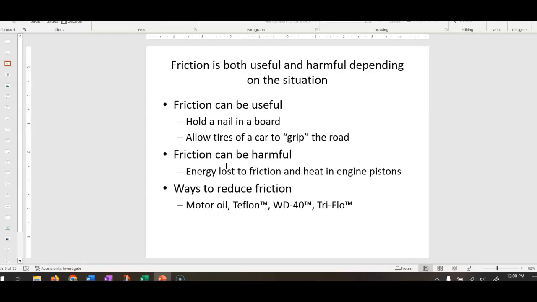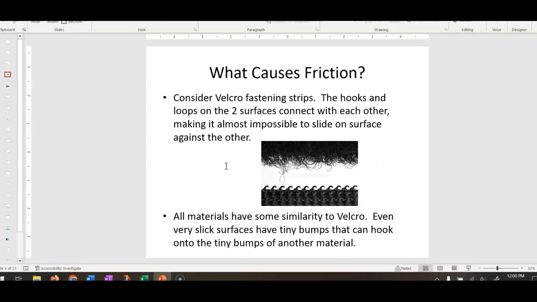But friction can also be harmful. In a car engine, for example, pistons rub against the cylinder that they're contained in, and it causes heat and wear and tear. And so friction can be a harmful thing that we have to manage. The most common ways to reduce friction are to use some type of lubricating oil, like motor oil or WD-40, or a material that has a low friction. For example, Teflon is a very low friction type of material.